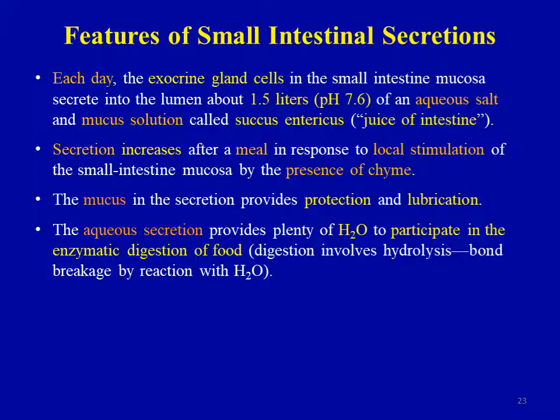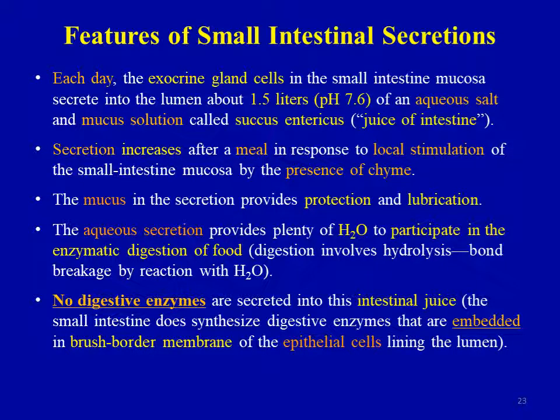We need water because digestion is hydrolysis. Hydrolysis means we need the water molecule, hydrogen on one side and OH on the other side, when we break down a bond. So the aqueous secretion provides plenty of water to participate in the enzymatic digestion of food. Digestion involves hydrolysis, bond breakage by reaction with water.